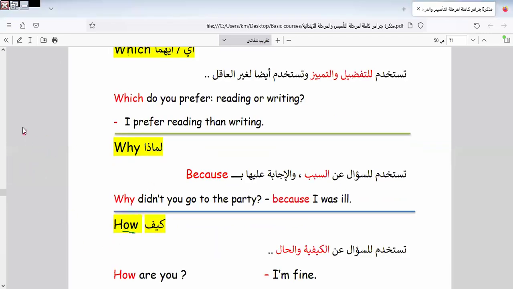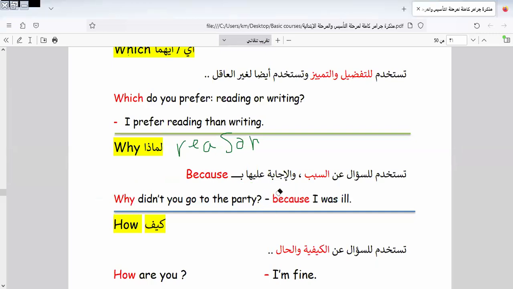Why is used to ask about reason. The answer to why will be because. Like this: why didn't you go to the party? Because I was ill, or because I was outside the city, or anything. So here I talk about the reason. Why didn't you go to the party? Because I was ill, or because my father was ill, and so on.